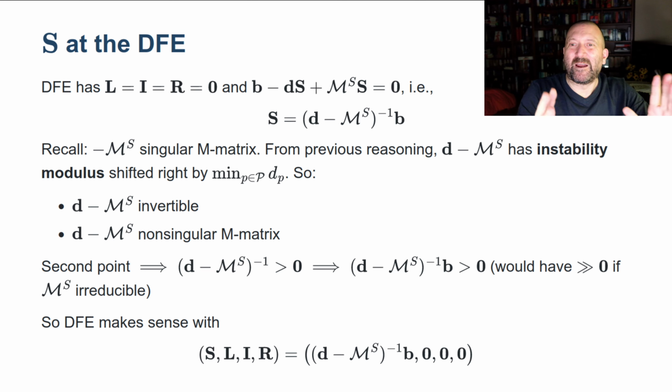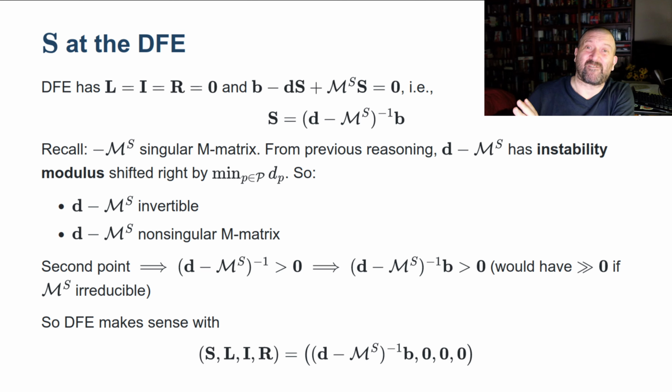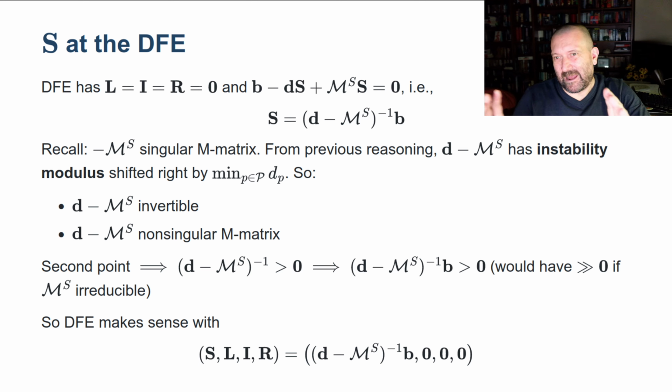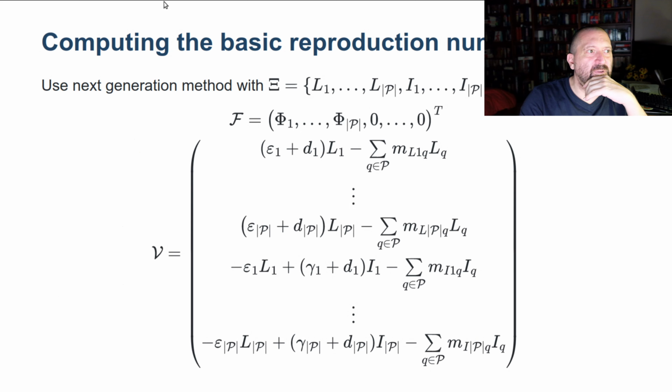So D minus M has all its eigenvalues right of the imaginary axis or equal to 0. And by shifting right by D, by the minimum of the D's, I'm making all the eigenvalues move right of the imaginary axis. So this is exactly what we have before, and so the disease-free equilibrium is simply D minus MS, inverse, times b, and 0, 0, 0. Now let's compute.